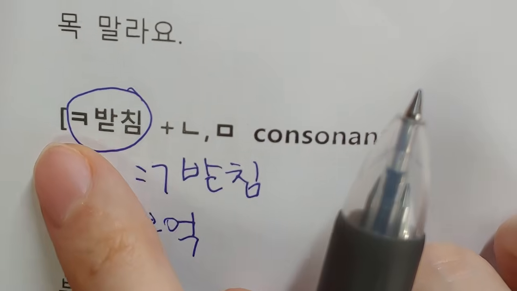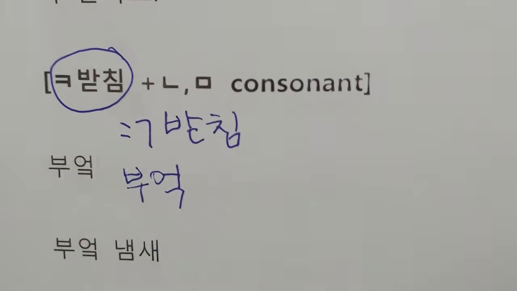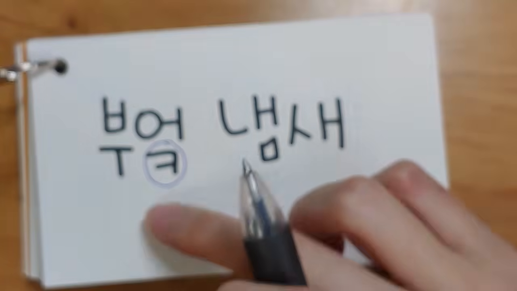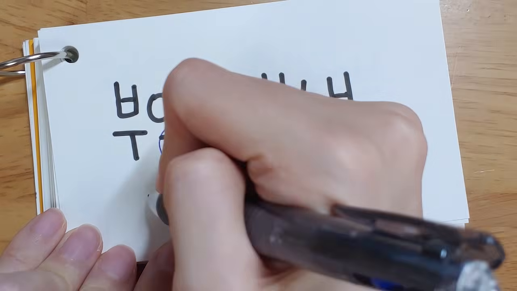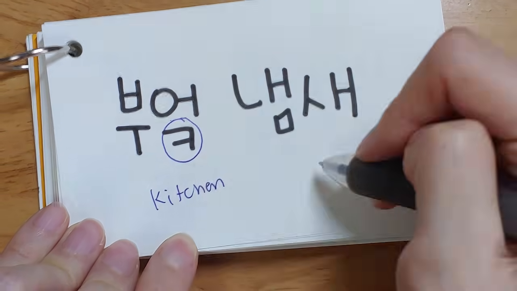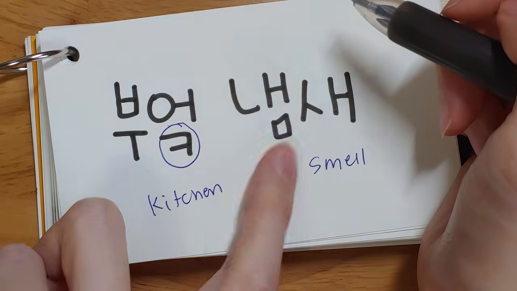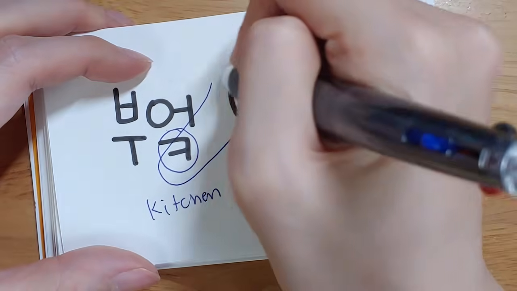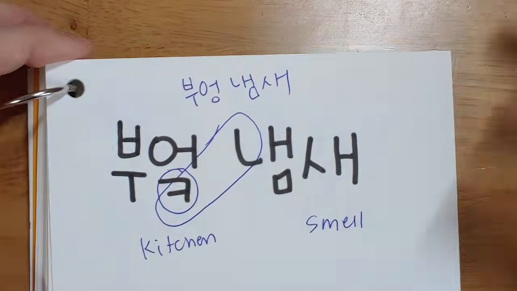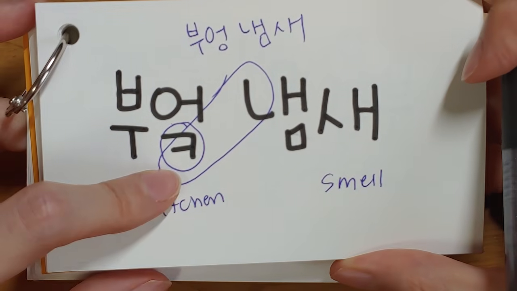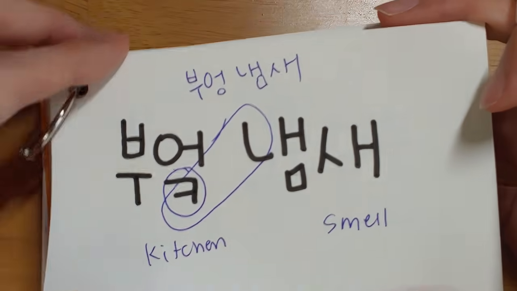So when 기역 받침 is combined with like 니은 or 미음 consonant, the same assimilation happens. So if you say 부억 and 냄새 together, which means kitchen, 부억 means kitchen, guys, 냄새, smell. If you try to pronounce it fast, it becomes 부엉 냄새. The kitchen smell, the smell that comes from the kitchen. And you can see that this uk sound softens to ung sound as soon as it meets n sound. 부엉 냄새, the kitchen smell.